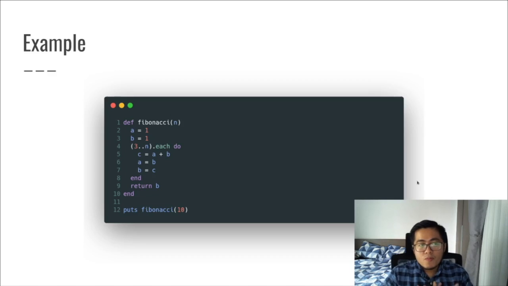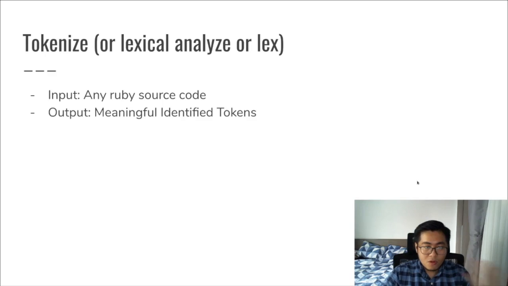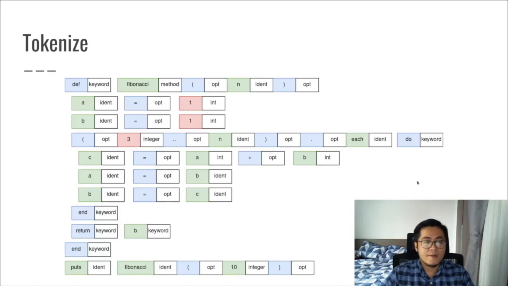However, when Ruby tokenizes your code, the white space and the non-important details are just noise to execution. So first, your code may be broken down into chunks of strings, and then each will be assigned a type. So let's look at the example here.